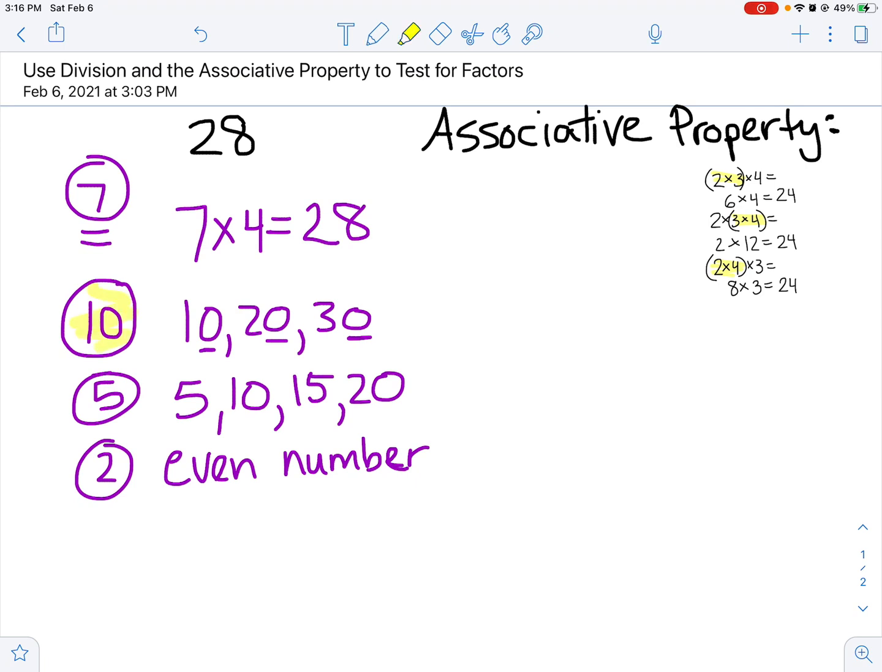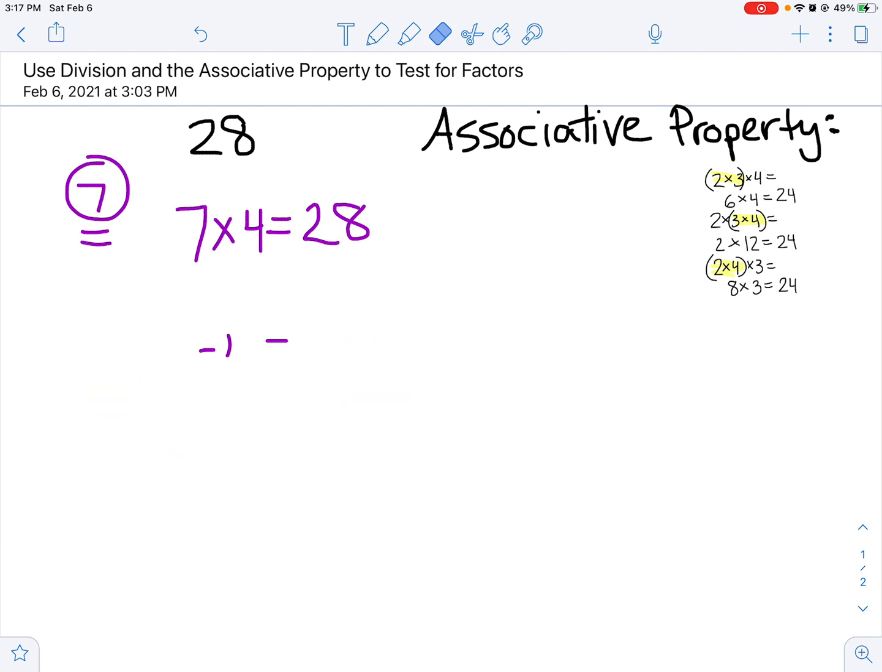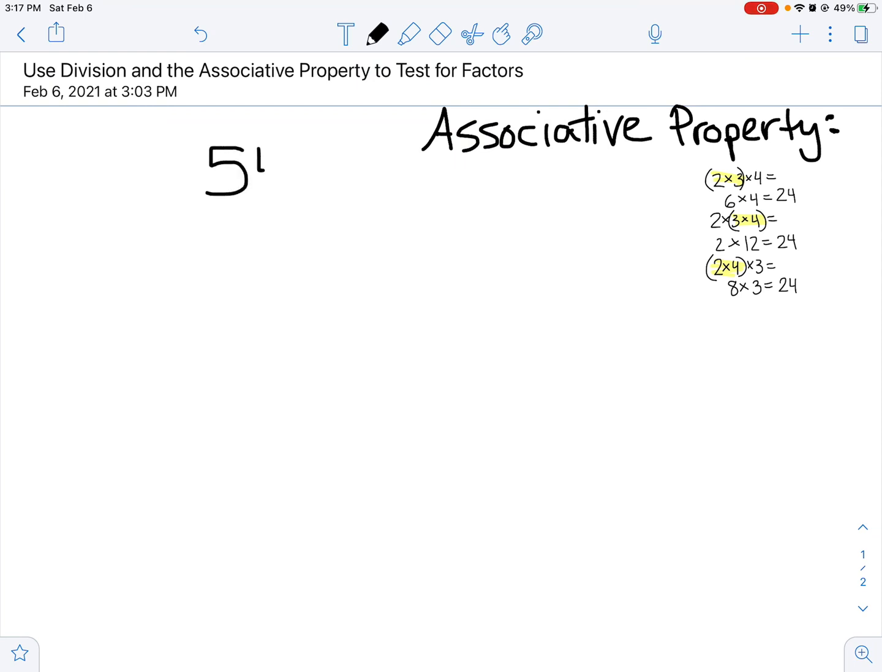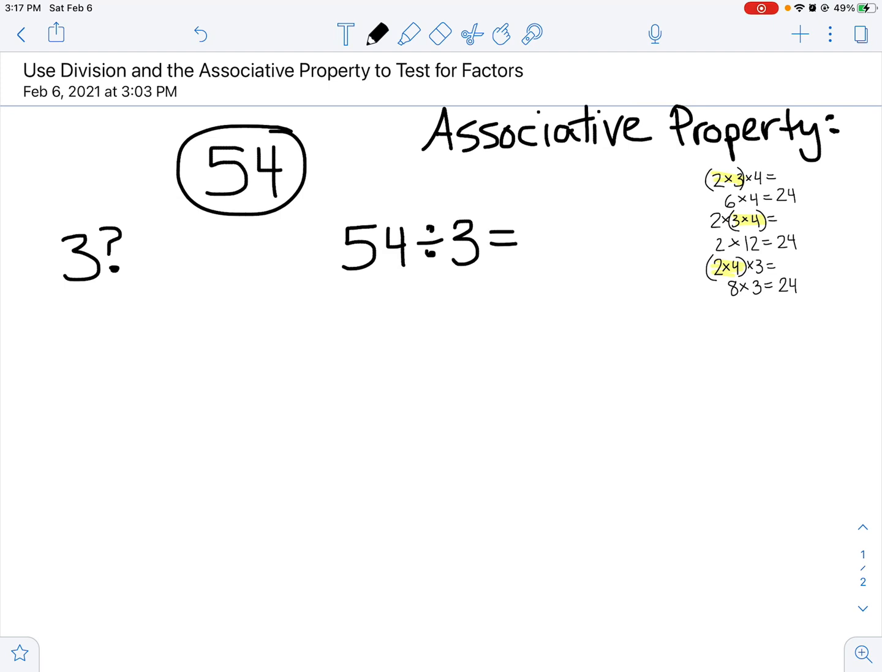So there are some numbers, like 10, 5, and 2, that you should be able to determine pretty quickly and easily if that is a factor of the given number you're looking at. But it's going to be a little harder when we're asking whether other numbers are factors, especially as we get to larger numbers. So for example, let's see, what if I asked you if 3 is a factor of 54? So we're looking at the number 54, and I'm wondering, is 3 a factor of 54? When you hear something like that, you should immediately think of it as a division problem. So can I divide 54 by 3?